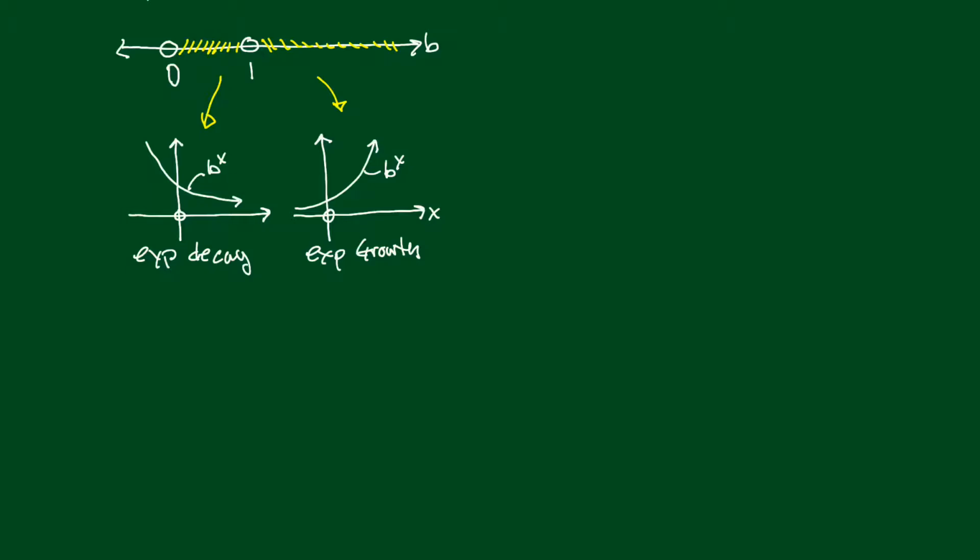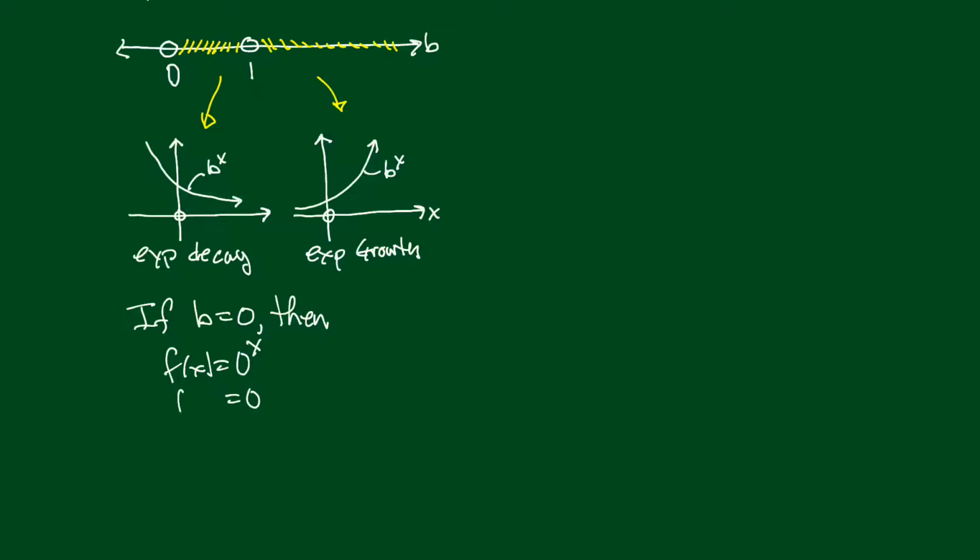Not too long ago, I told you I would tell you what happens if b is equal to 0. That's this case right here. Right? So b has to be positive, but it cannot be 0, or it can't be 1. So let's take a look at each of those cases. Here's why it can't be 0. Let's look at that. If b is equal to 0, then here's what the function looks like.